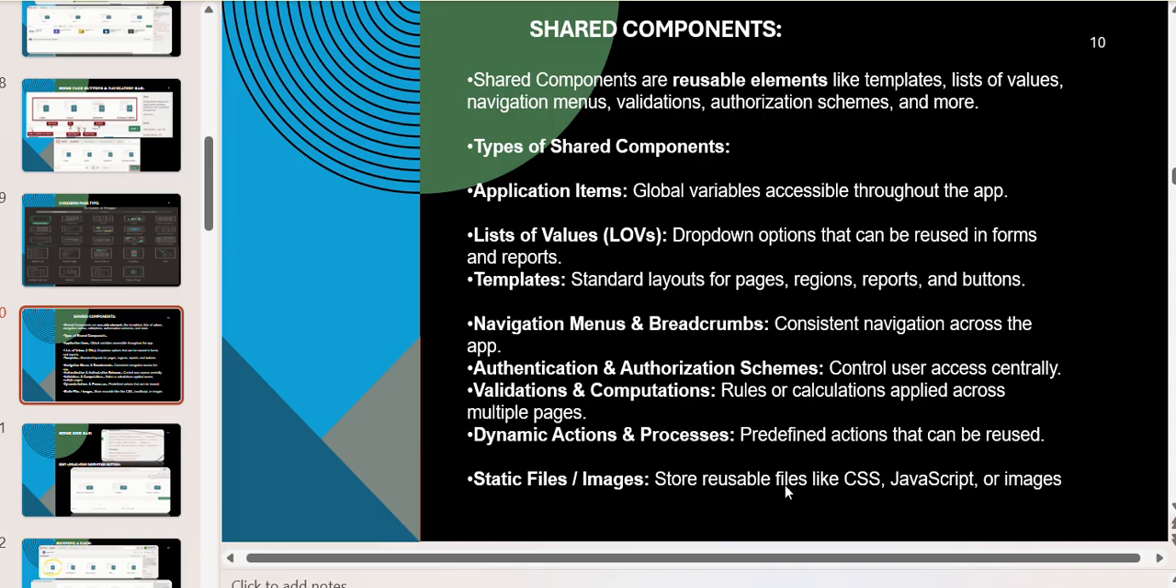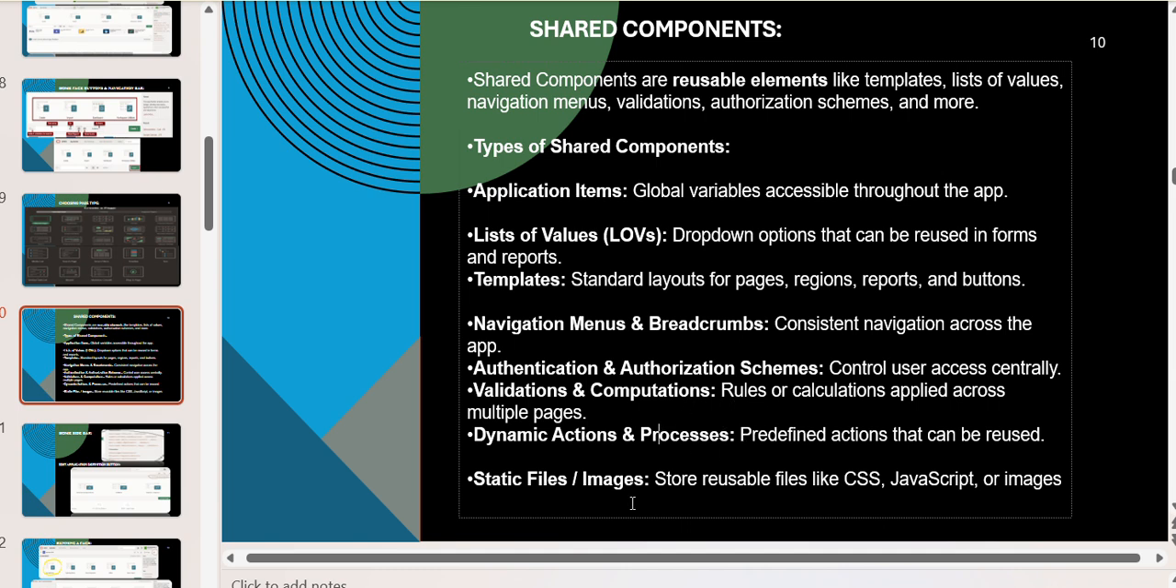Authentication and authorization are the main important parts. Authentication is who the user is. Authorization is which pages they have access to, the user access control. Validations means rules. Validation means it is mandatory. Let me give an instance: in a phone field, if I enter a number, it should restrict, right? So these are known as validation. Computation is like a calculation.